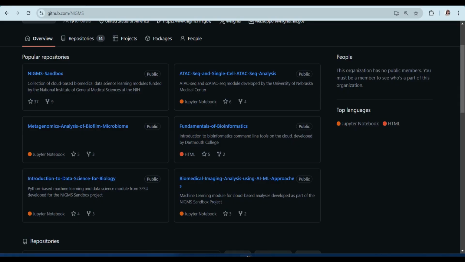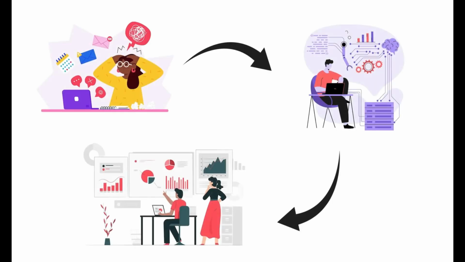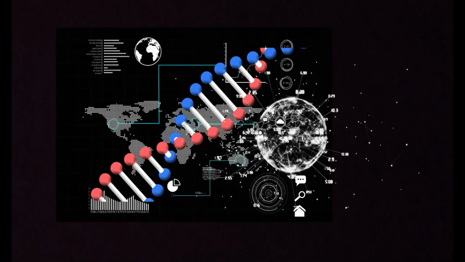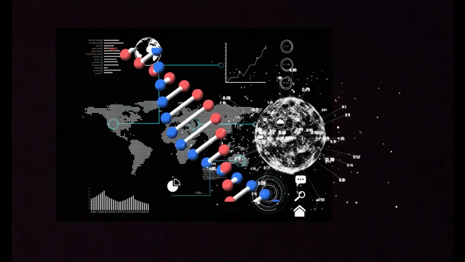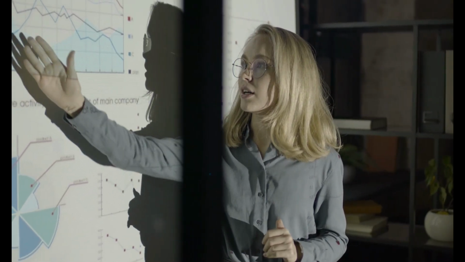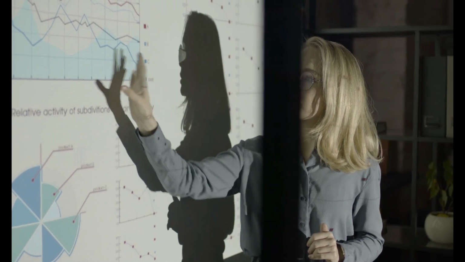Before I jump into the module navigation, let us quickly understand what data science is and how it can be used for biology, or I should say biological data analysis. Data science is an interdisciplinary field that uses scientific methods, processes, algorithms, and systems to extract knowledge and insights from structured and unstructured data. When applied to biology, data science can help us understand complex biological processes, make predictions, and uncover patterns that are not easily noticeable.